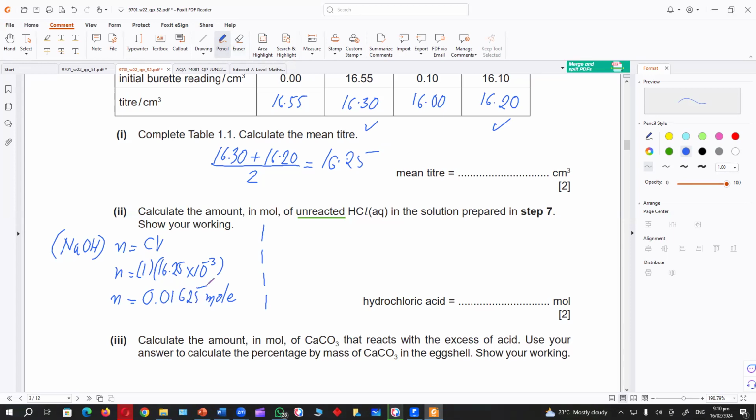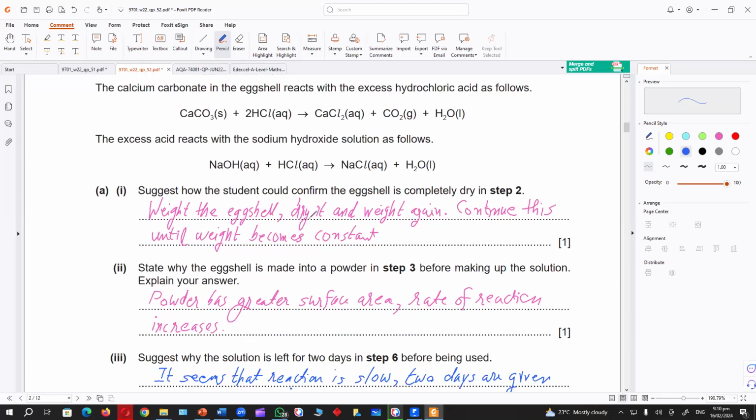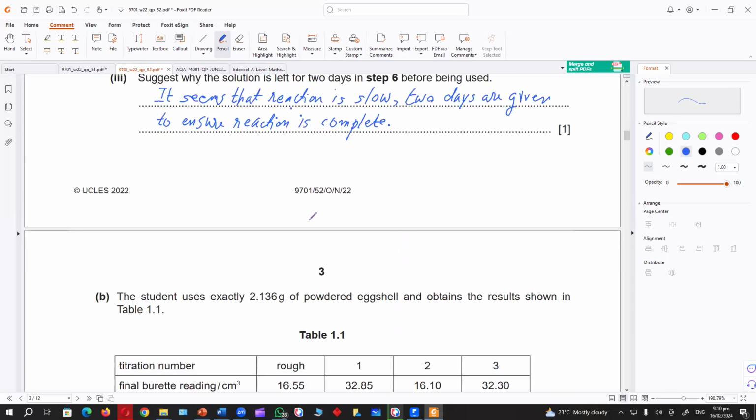Got it. So this is the mole, and what does the equation say? What is the mole ratio with NaOH? 1:1.